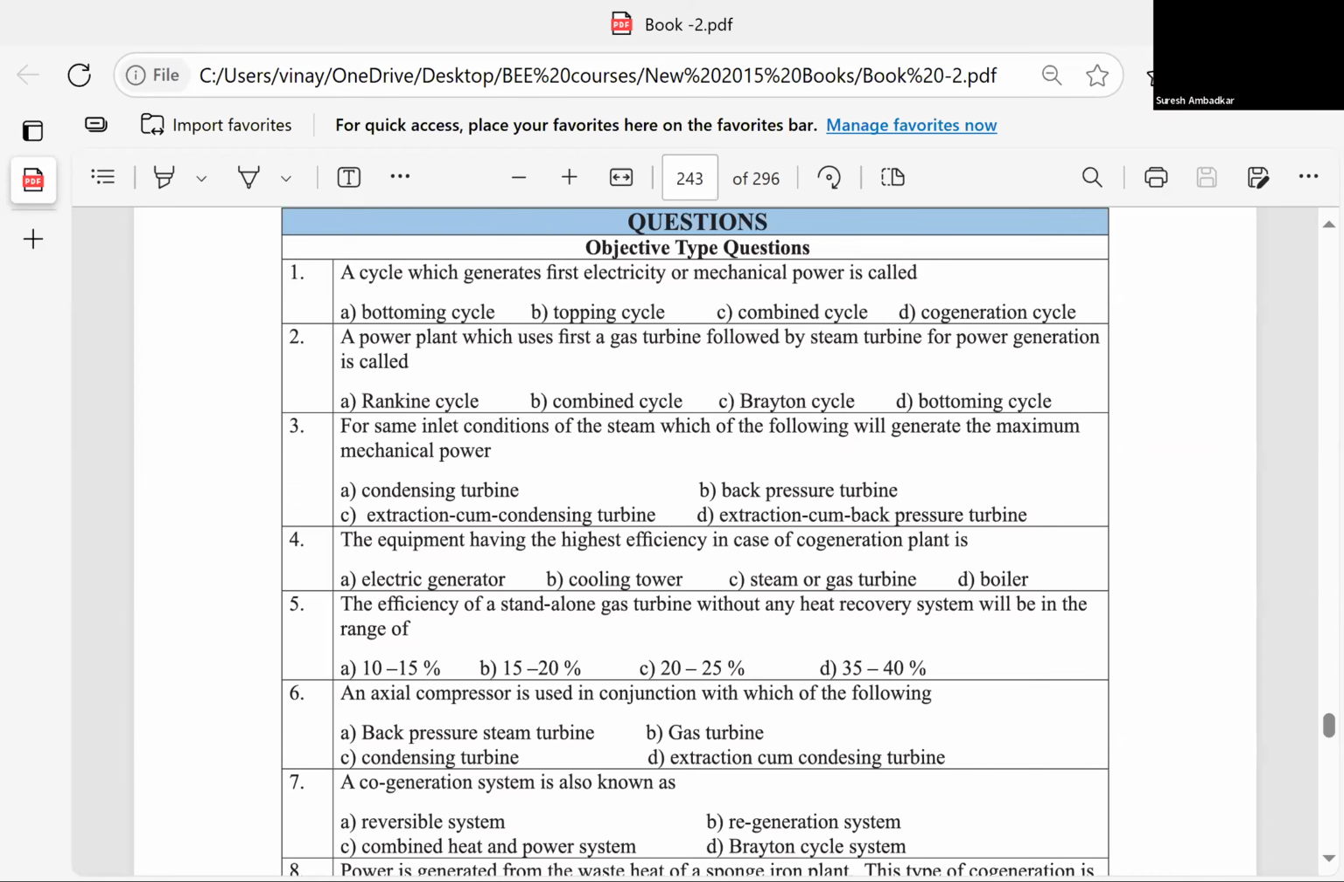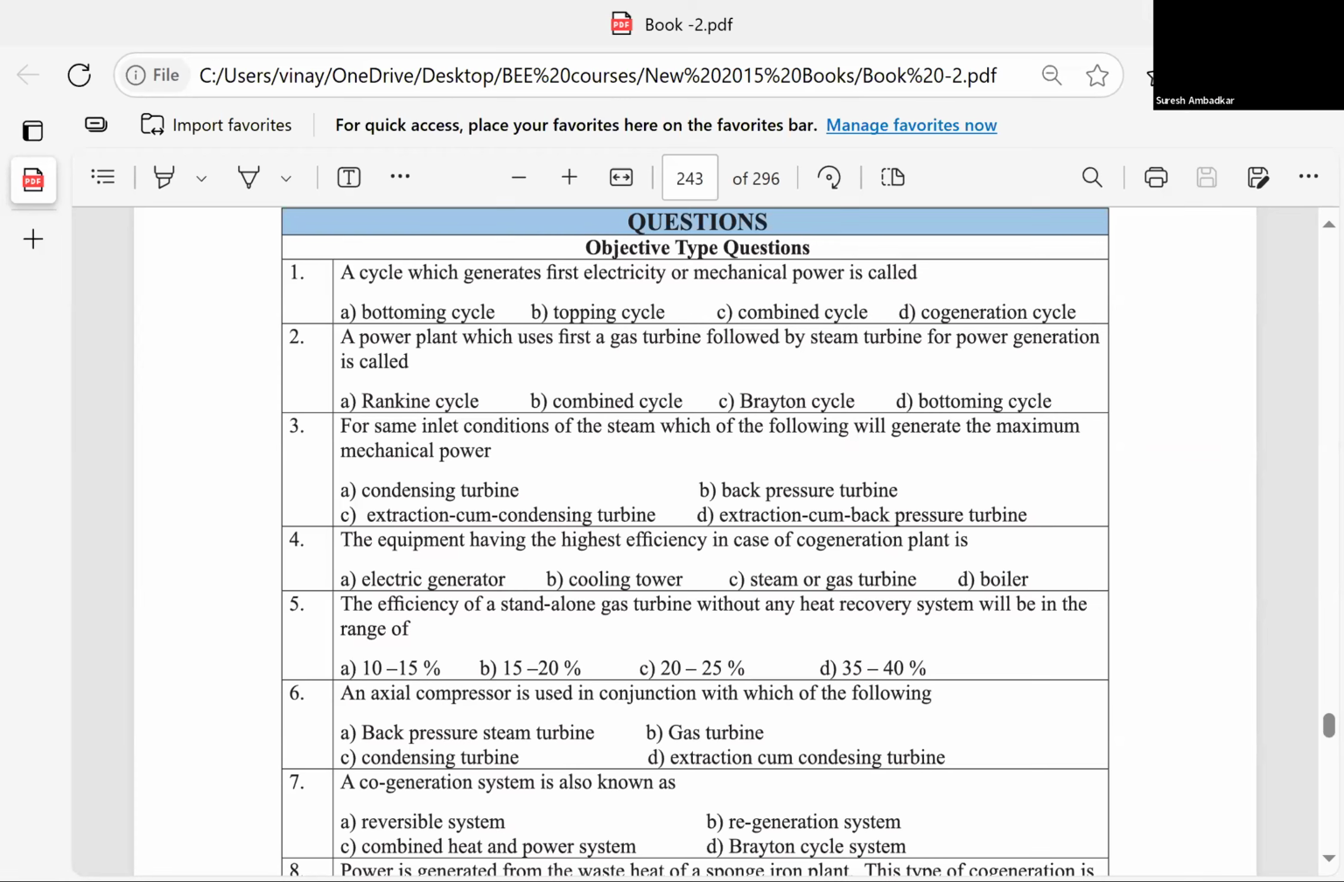Just now I have read out 35 to 40%, we have seen, isn't it? 35 to 40% is the gas turbine efficiency. If the gas turbine gas is not used in a recovery heat boiler, the turbine alone can work at 35-40% efficiency. Okay, that is in the book. I have stressed on that point.